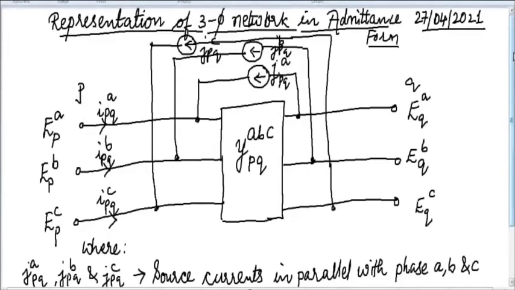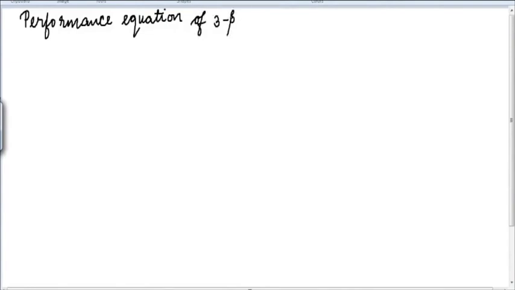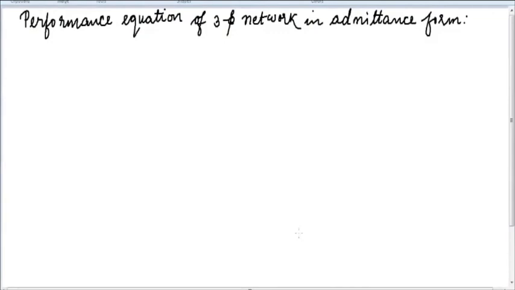Okay. So let us write the performance equation, or the mathematical equation, with the help of which we are going to derive the equations. So we will write the equations in this way. Let us give the heading: performance equation of three-phase network in admittance form. Okay, so let us write this performance equation of a three-phase network in admittance form, the admittance form of reference.